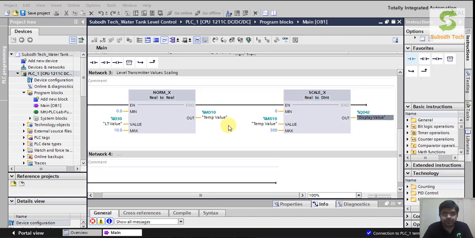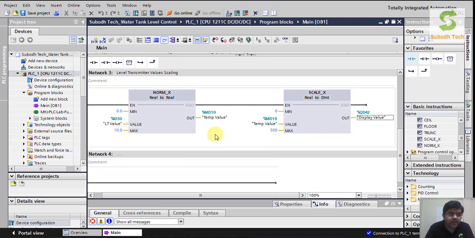In this video, we will understand water tank level monitoring with the help of a level transmitter. And with that, we will understand two instructions, that is NORM_X and SCALE_X. Let me show you where I have taken this instruction. You will find it in Basic instructions, under Conversion operations. Here you can find NORM_X and SCALE_X. First we need to take NORM_X, and then we take SCALE_X.